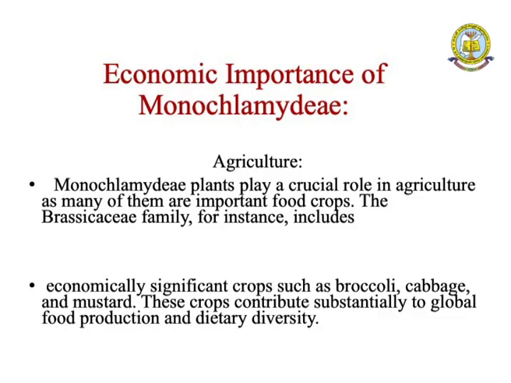The Monochlamydeae plants play a crucial role in agriculture, as many of them are important food crops. Generally, the Brassicaceae family is the mustard family, and some other economically important families are also found in Monochlamydeae. Economically significant are the vegetable crops. The most important crop is mustard. These crops contribute to sustainable global food production directly and to diversity.